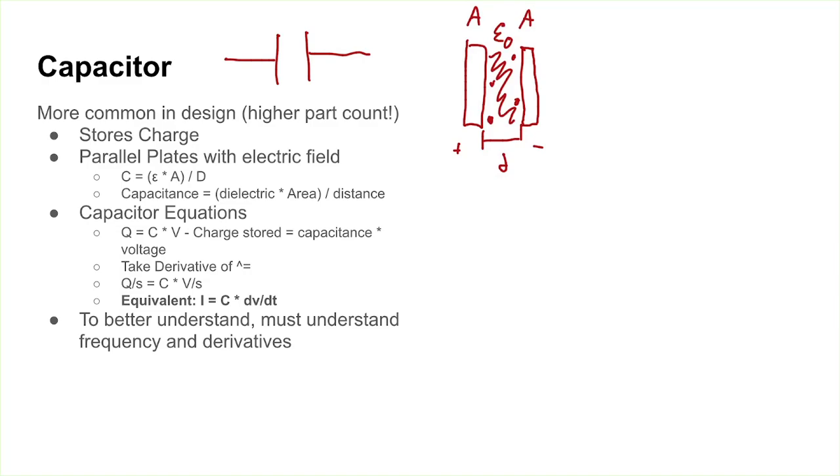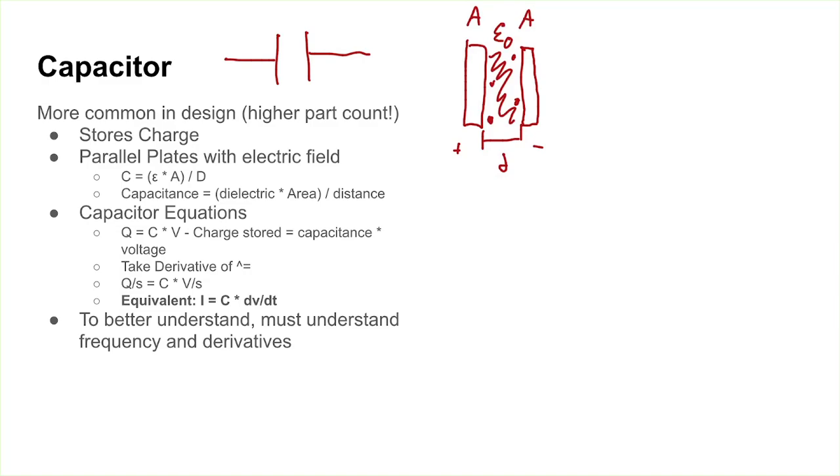This equation isn't very useful, but it is useful if you take its derivative. So if you look at how it changes over time, what you can get is that the charge over time, over seconds, is equal to the capacitance, which is just similar to the resistance, an inherent property of the component, times the voltage change over time, right? So then what this equals, if you recall, current is the charge per second.